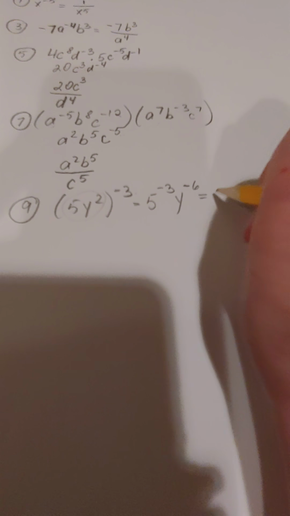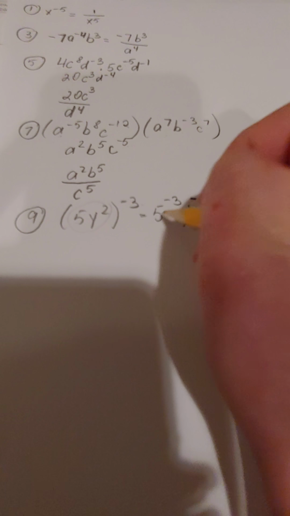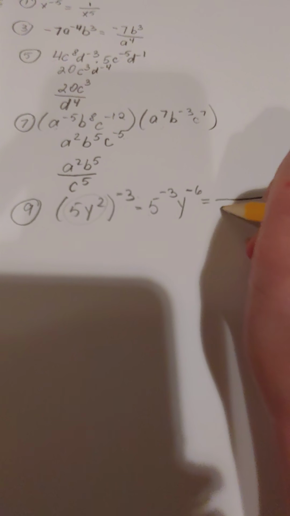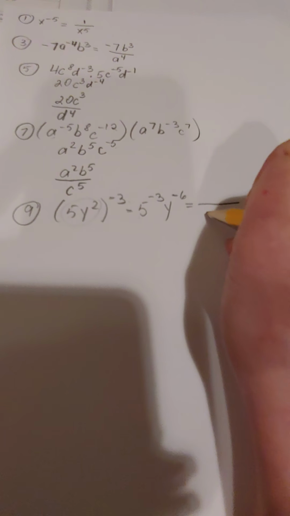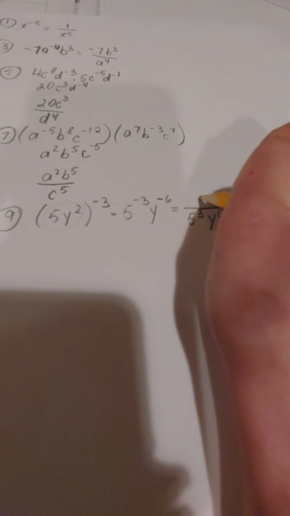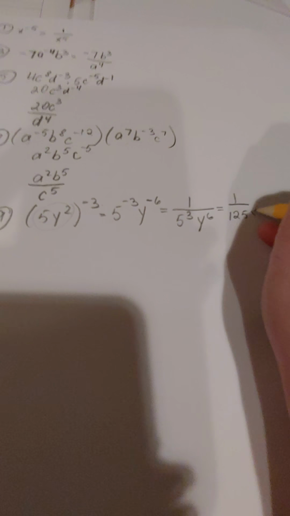So I clearly see that both of them, 5 and y, are not happy because they have negative exponents. So 5 goes down with a positive exponent, and the y does the same thing. So 1 stays on top only. Here I can simplify. 5 to the 3rd power is 5 times 5 times 5, which is 125.